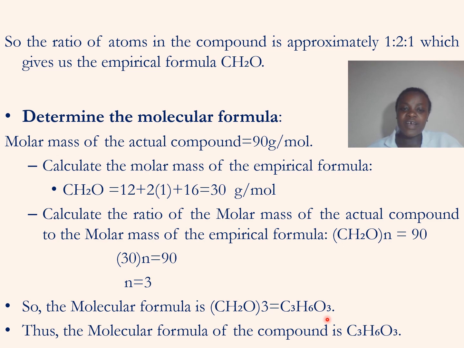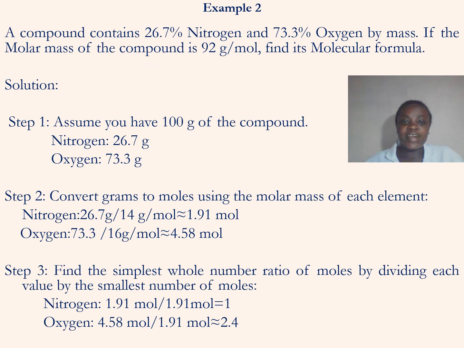Very easy. If you can find the empirical formula, it's just multiplying the empirical mass by a multiple N to give you the molar mass of the actual compound. So that will help you to get the multiple N. After getting the multiple N, multiply it by the empirical formula to give you the molecular formula. So that's the first example. We look at the next example, that is example 2.